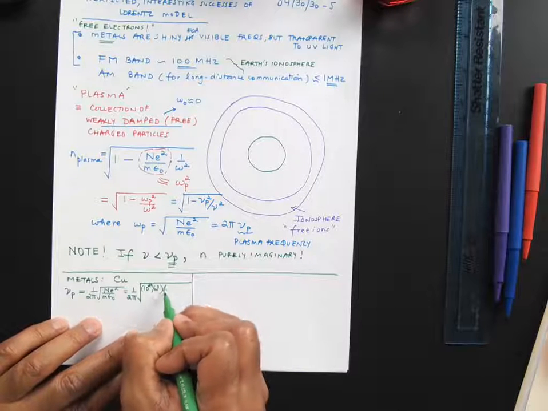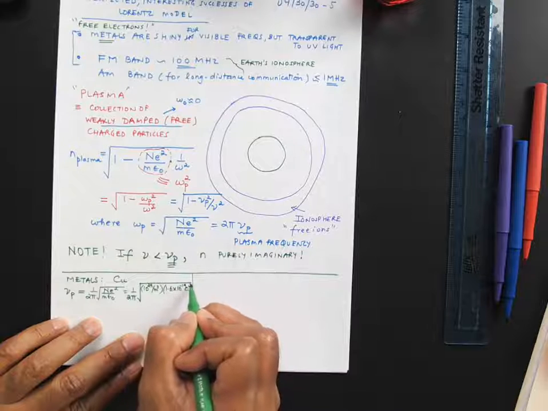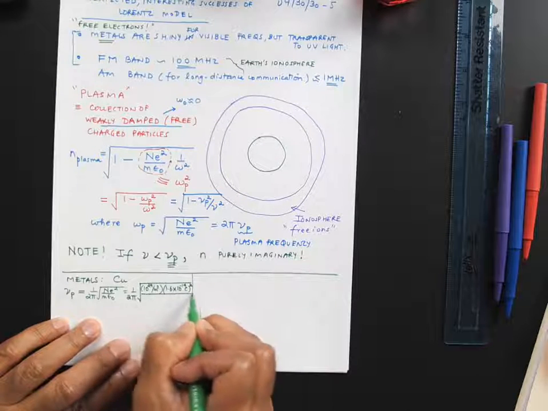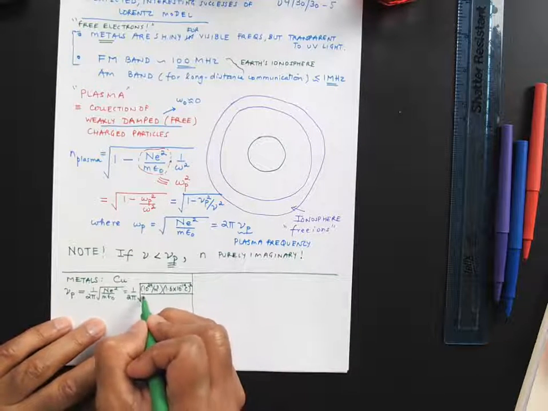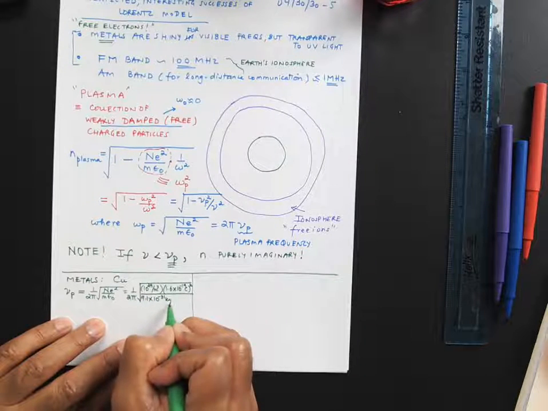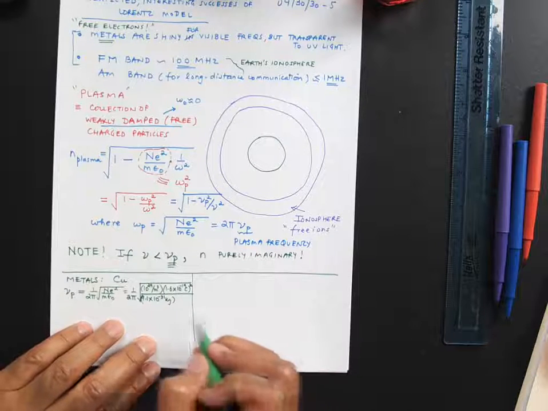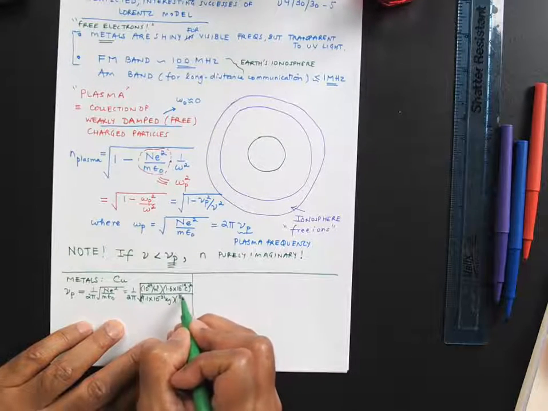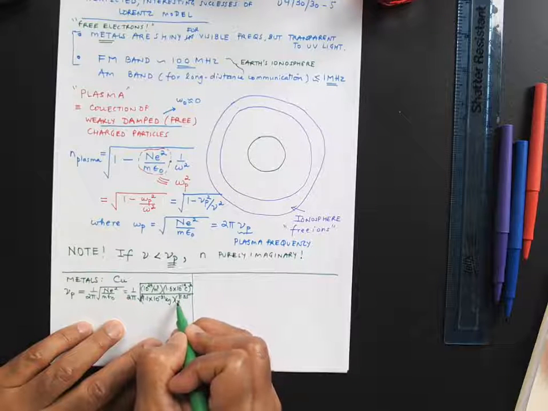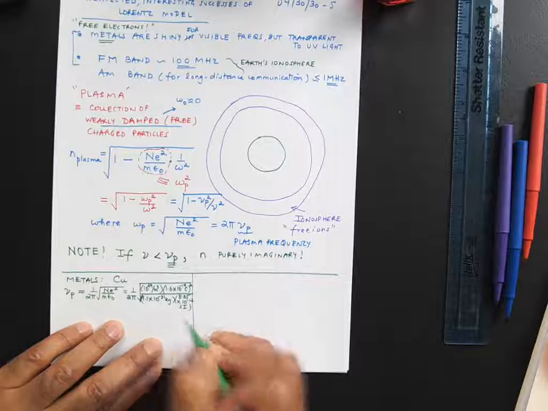And E squared is 1.6 times 10 to the minus 19 coulomb squared. The mass we know, 9.1 times 10 to the minus 31 kg, so it's all SI units. And the epsilon naught, I looked this up, 8.85 times 10 to the minus 12 SI units.